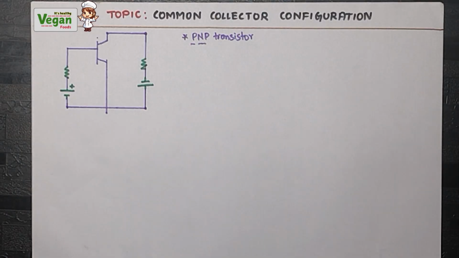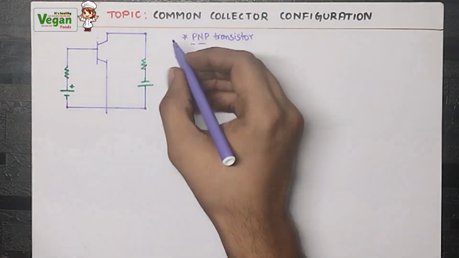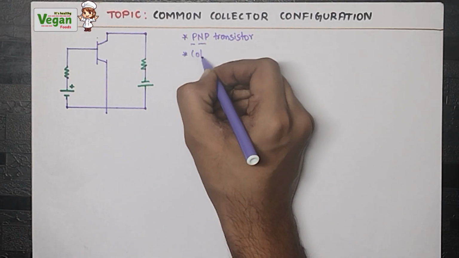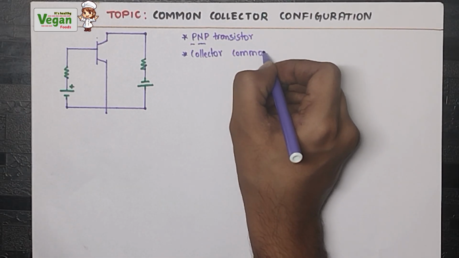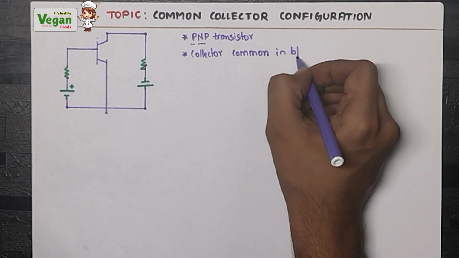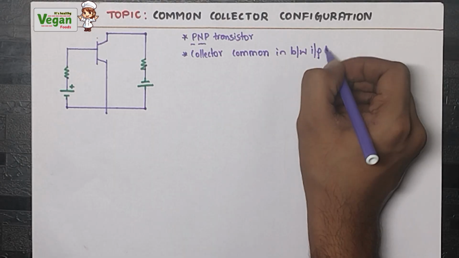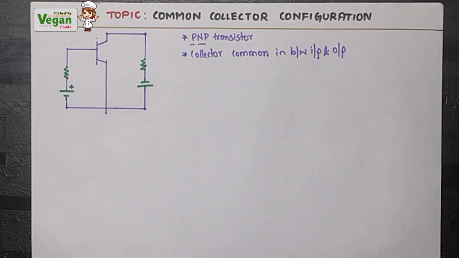So here also we are using the PNP transistor, and here the collector is common. The collector is common in between input and output.